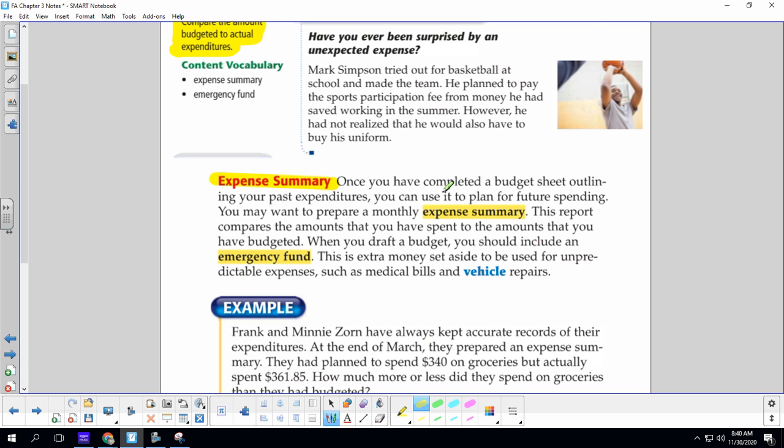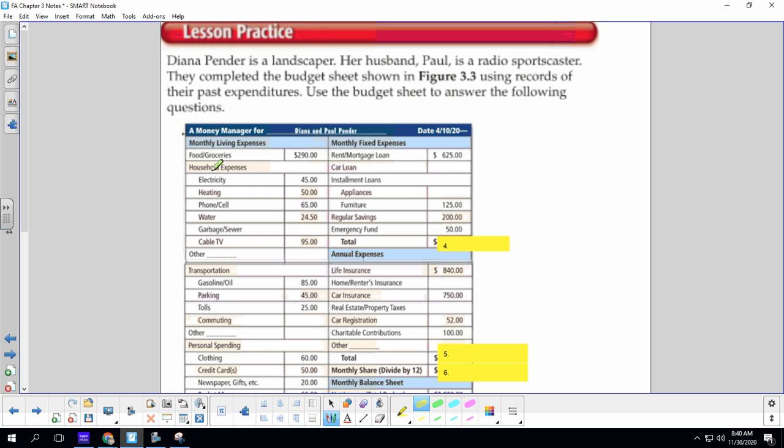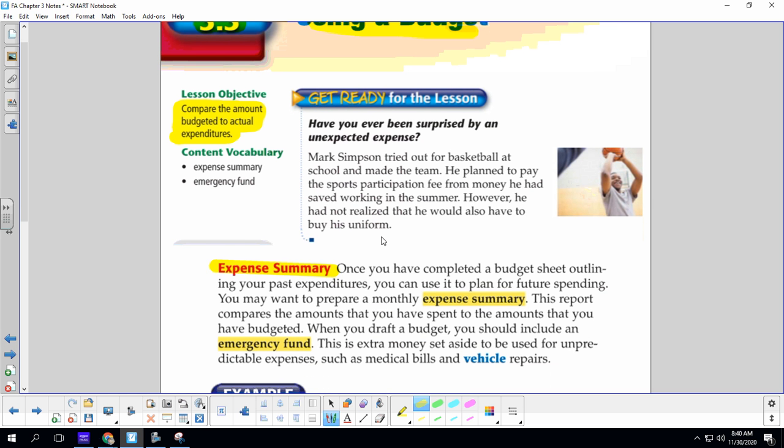An expense summary. Once you've completed a budget sheet outlining your past expenditures, like we did last time, this is our little budget sheet example. You can use it to plan for your future spending. You may want to prepare a monthly expense summary, and as you move out and end up on your own, I highly recommend this, getting somewhere where you have a total of everything you've spent for the month. This report compares the amounts that you've spent to the amounts that you've budgeted.